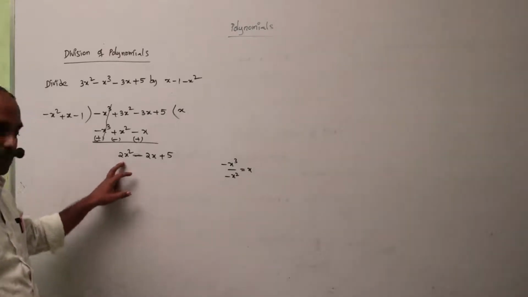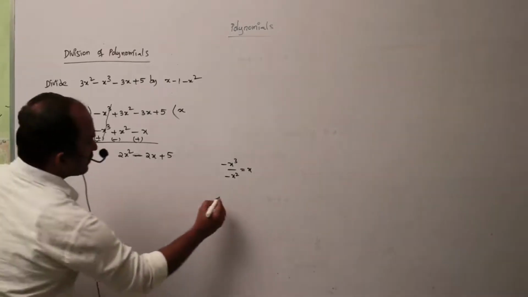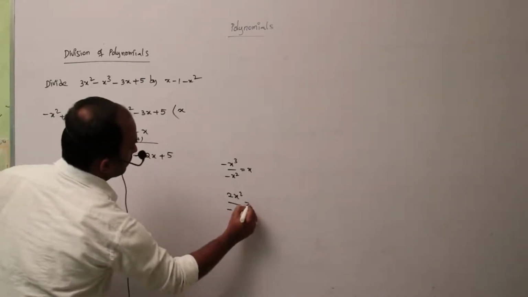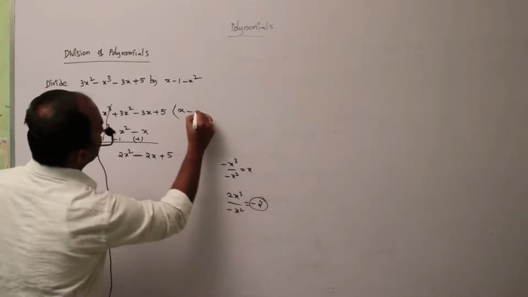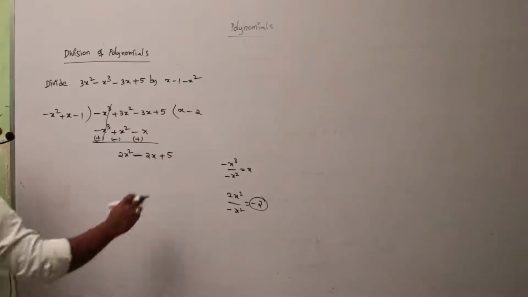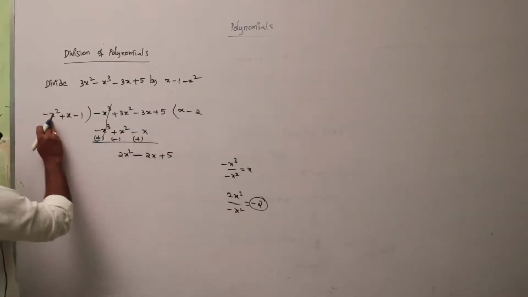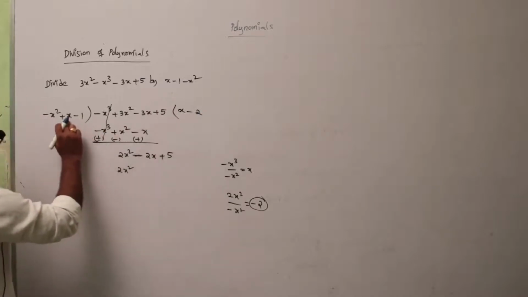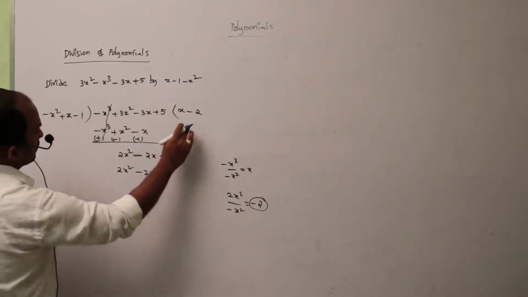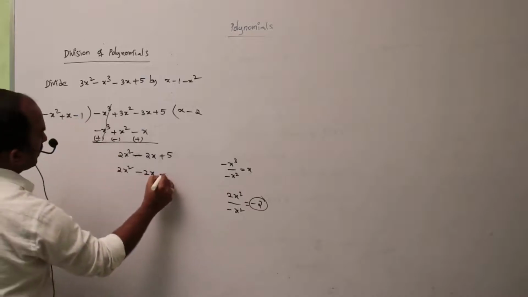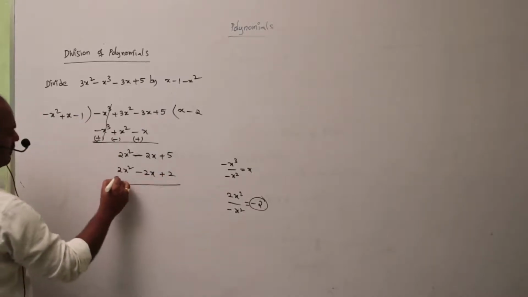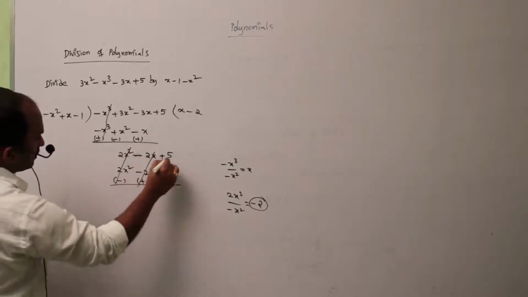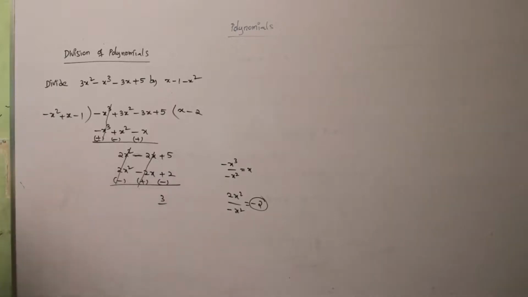Now same concept only. Here first term by here first term. That means 2x square by minus x square. The answer is minus 2. That minus 2 put here. Minus 2 into minus x square gives 2x square. Minus 2 into plus x gives minus 2x. Minus 2 into minus 1 gives plus 2. So these two are cancelled, these two are cancelled. 5 minus 2 is 3.